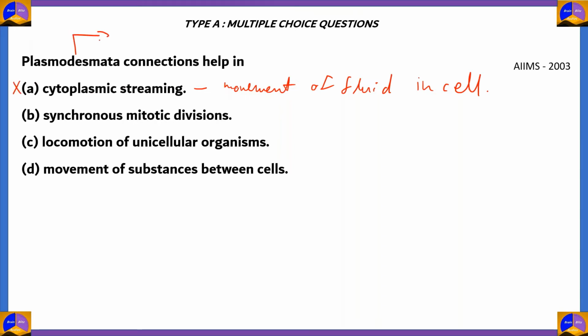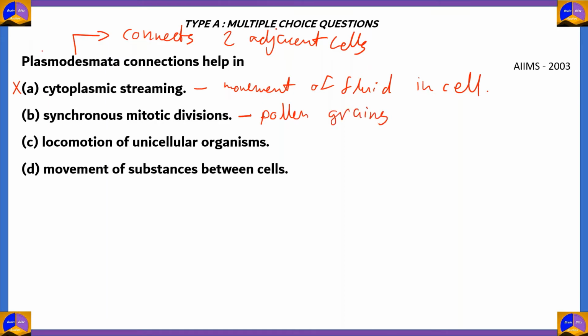The reason being, plasmodesmata connects to adjacent cells. What about option B, synchronous mitotic divisions? This phenomenon is found in pollen grains. And plasmodesmata is found in permanent tissue. Therefore, option B is incorrect.